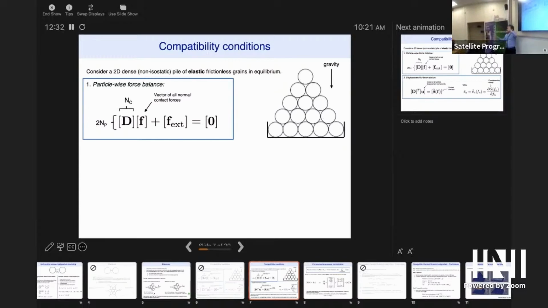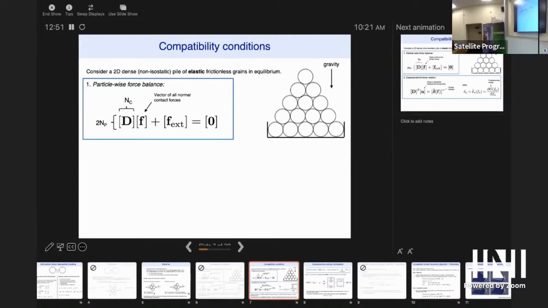Okay? And if it's really dense, the issue here is that NC is really big. I have lots of contacts and not enough particles. Okay? And that's why this system is not on its own invertible. If it were, that would be isostatic. But I still have to satisfy force balance. That's the first thing that I must satisfy.